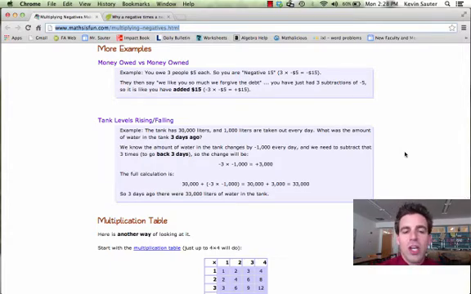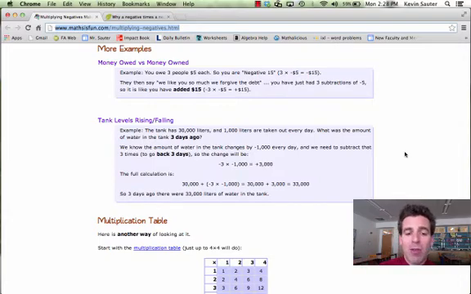Here you go with the tank. There's a tank that holds 30,000 liters, and 1,000 liters are taken out every single day. What was the amount of water in the tank 3 days ago? We know that the amount of water in the tank changes by 1,000 every day. Sorry, that's a negative 1,000, of course, right? Because it's going down because we're taking it away, so that's a negative. We need to subtract that 3 times.